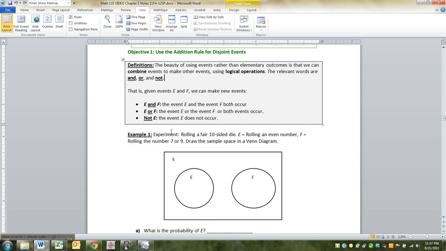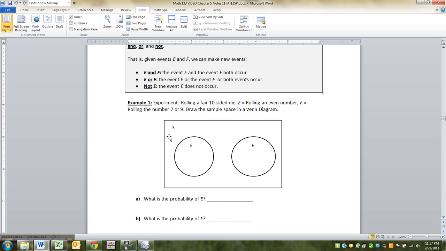Given events E and F, we can make new events: E and F, E or F, or not E at all. And we're going to have to deal with all three of these and their relative cases as we go. All right, so first of all, let's talk about an experiment.